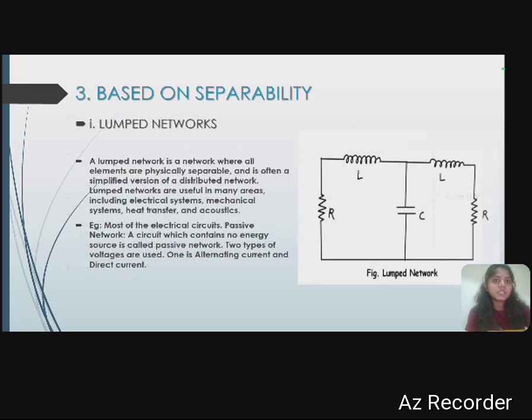Then the third one is based on the separability. Lumped networks: it is a network where all the elements are physically separable and often simplified. The versions of lumped networks are useful in many areas, including electrical systems, mechanical systems, heat transfer. For example, most electrical circuits. Passive network: a circuit which contains no energy source is called a passive network. So there are two types of voltages used, one is alternating current, AC, and the other is direct current, DC.